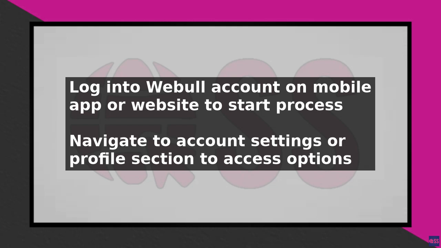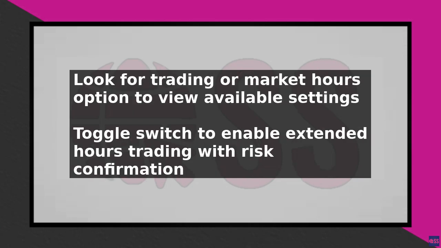Extended hours trading allows you to trade before and after regular market hours, typically from 4 a.m. to 9 a.m. and 4 p.m. to 8 p.m. Eastern Time. To enable extended hours, toggle the switch next to the extended hours option. You may need to confirm that you understand the risks associated with extended hours trading.